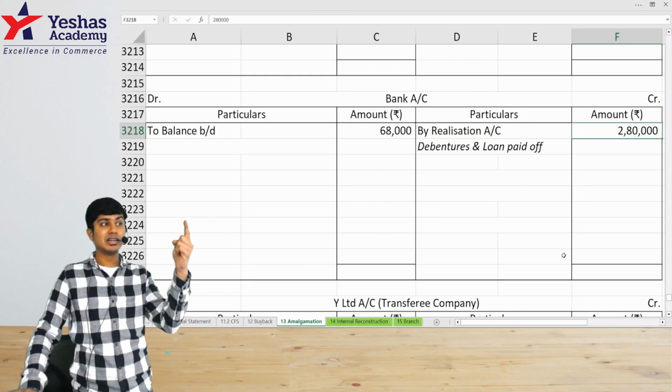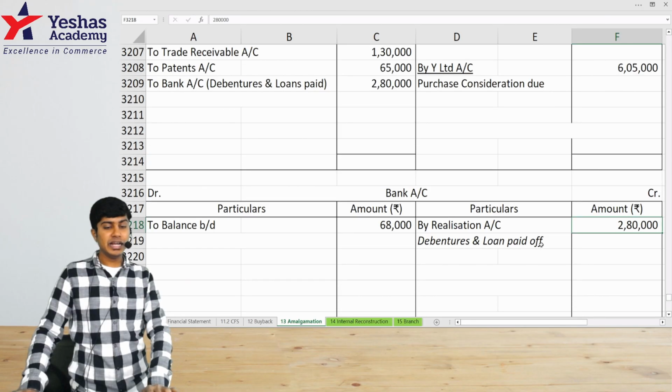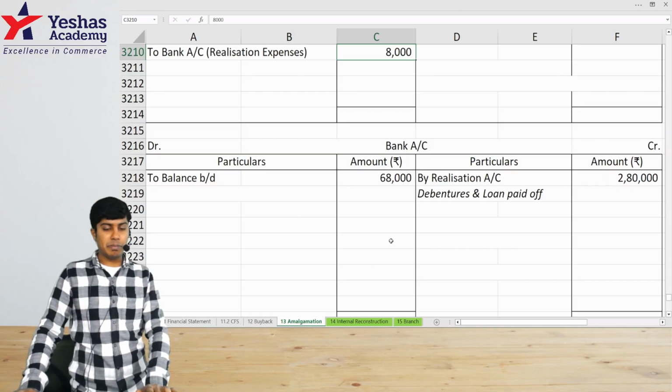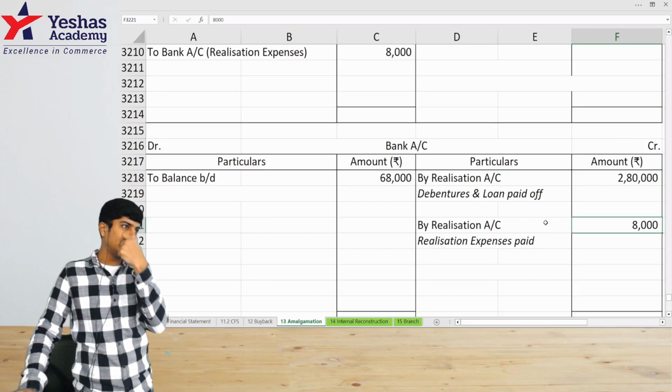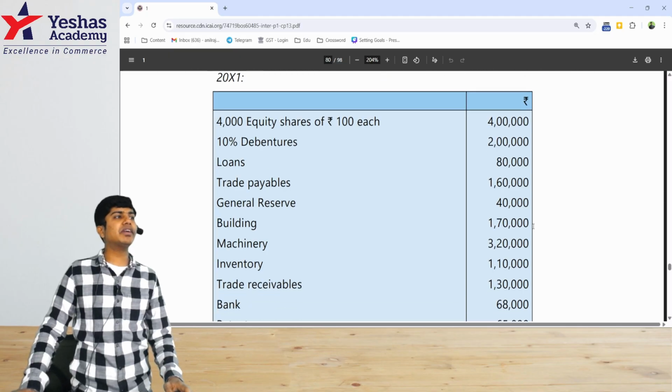What next? Realization expense. There is realization expense paid, 8,000. Entry: realization account debit to bank 8. In bank account, by realization account expense paid 8. Then we should first pay our preference shareholders. In this question, there are no preference shareholders. We should then pay our equity shareholders.